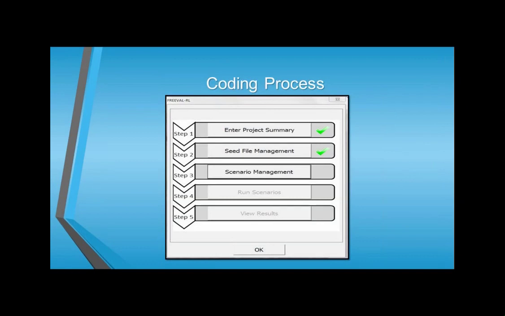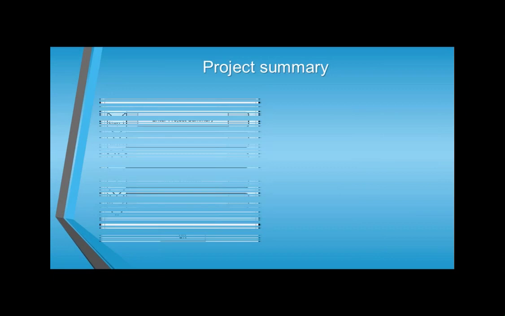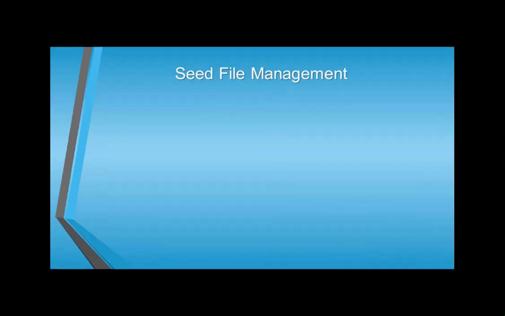To be able to calculate travel time reliability using FreeBot-RL, we need to follow 5 simple steps. The first one is to input the project summary. In the project summary, what we have to input is the name of the project, the name of the analyst, and the date of the analysis. And then we can go ahead and follow the second step, which is the creation of the seed file.